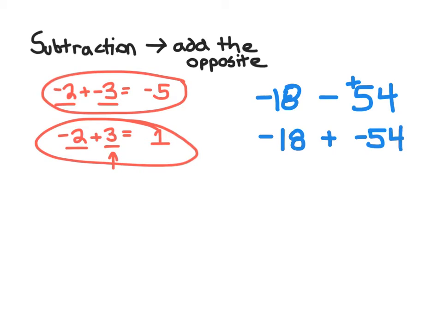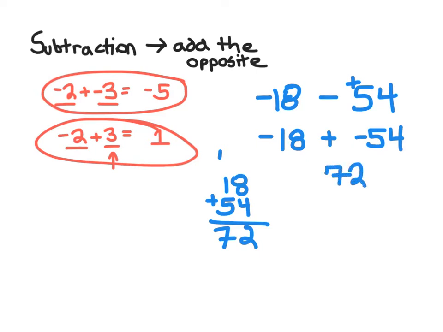This is a method we can use to change all subtraction problems to addition problems, because subtraction is the same as adding the opposite, and then we can use our addition rules. Okay, so I'm adding two numbers with the same sign. 18 and 54 are both negative. And I get 72. Since I added numbers with the same sign and they're both negative, my answer is going to be negative 72. I'll add and keep.